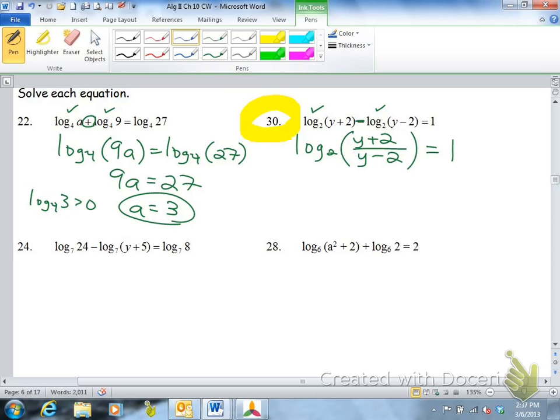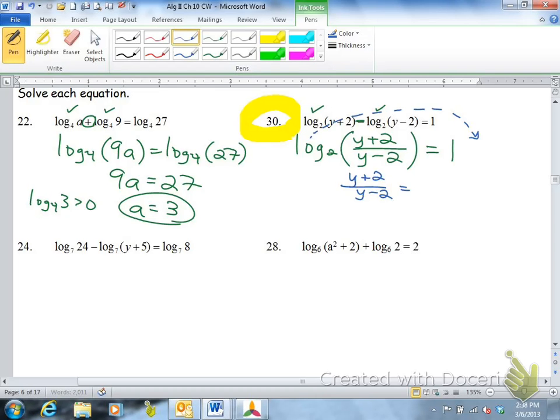So how do you get rid of log base 2? And you can't just cancel it out. What you do is you leave the y plus 2, y minus 2, and you're going to move to the other side this log base 2. But when you move it to the other side, it becomes a base of 2 with 1 as the exponent. And then you can solve it, and there's no more log.